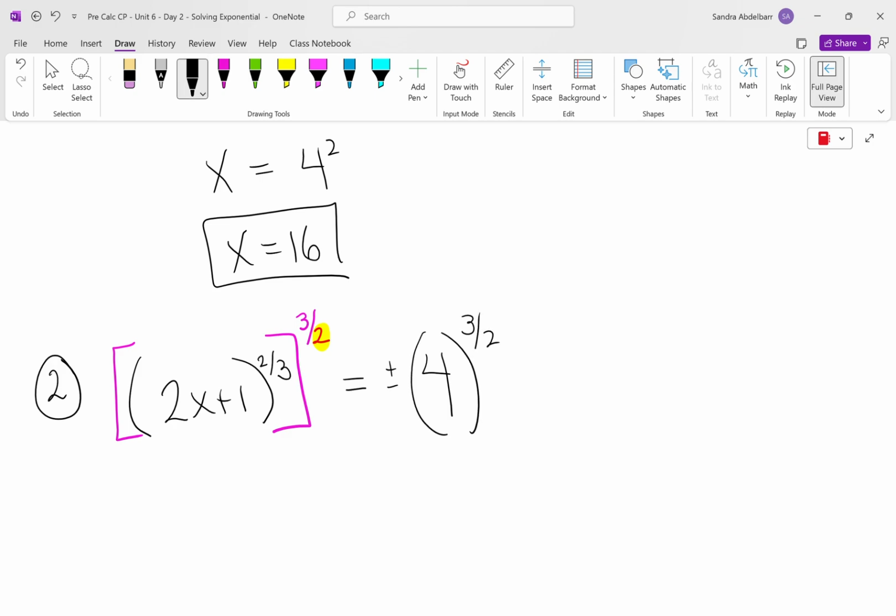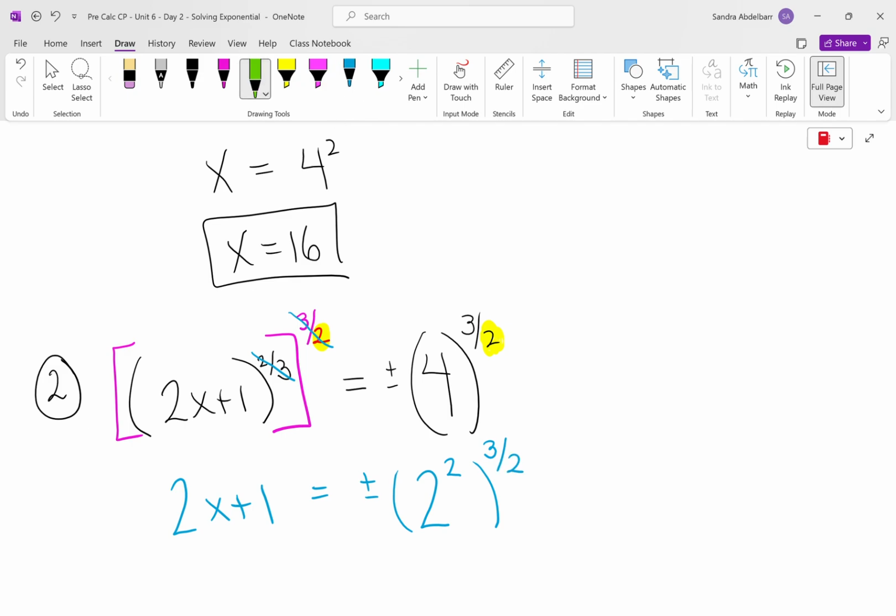What do I really hope you recognize right now? The denominator of the exponent I wrote is what? Even. Therefore, what do I have to account for on the other side? Plus or minus. Because the exponent I wrote has an even denominator, I always have to put a plus or minus. So now on the left side, the 2/3 and the 3/2 cancel. So now I'm left with 2x plus 1 is equal to plus or minus.